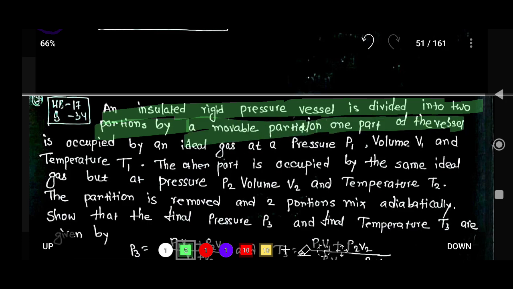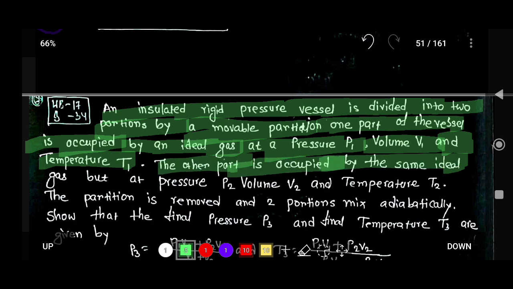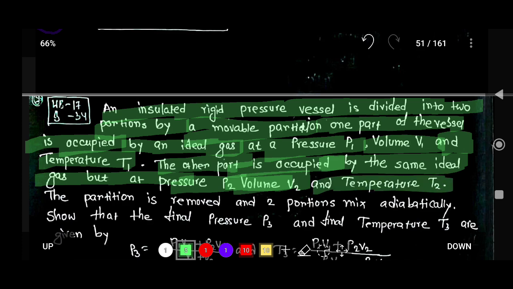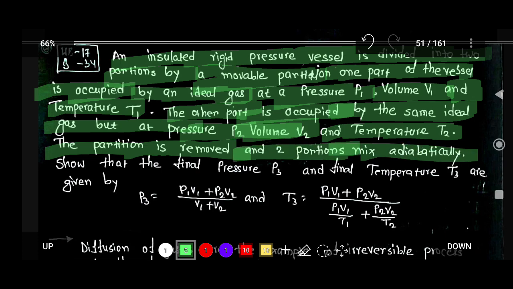One part of the vessel is occupied by an ideal gas at a pressure of P1, volume V1, and temperature T1. The other part is occupied by the same ideal gas but at pressure P2 and volume V2 and temperature T2. The partition is removed and the two parts mix adiabatically.